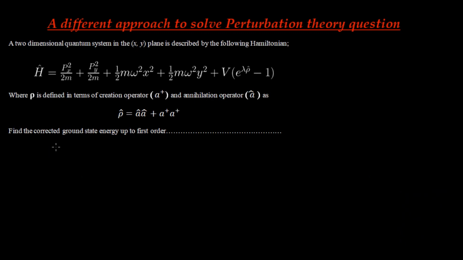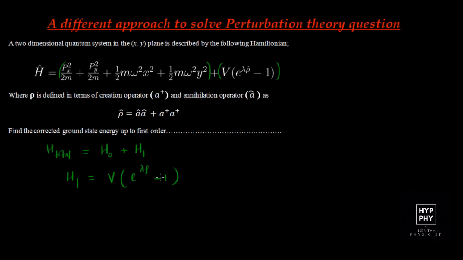Usually, to solve perturbation theory questions, we write the total Hamiltonian in terms of the unperturbed part, H naught, plus the perturbed part, H1. If you look at the Hamiltonian, this part represents H naught, because this is just a two-dimensional quantum harmonic oscillator, and this represents the perturbed part of the Hamiltonian. That is, H1 can be written as V e to the power lambda rho minus 1.